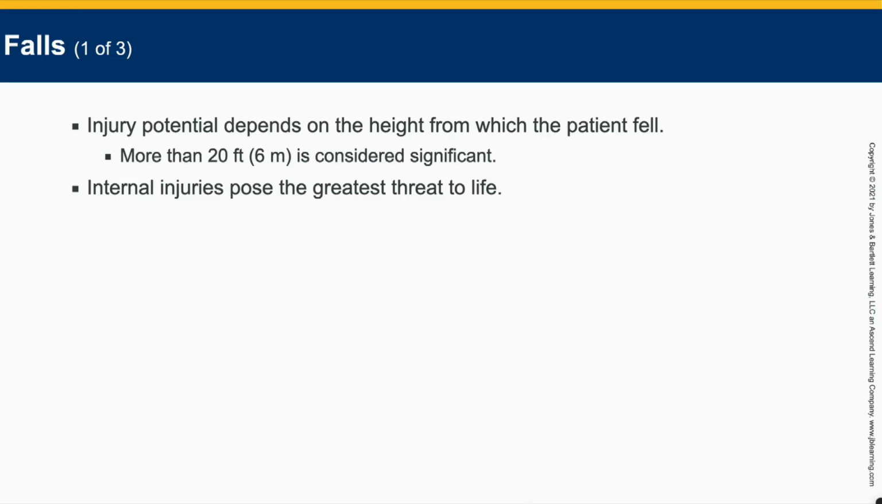So even if the patient doesn't look bad initially, you still need to be thinking about things like internal bleeding, head injuries, or spinal trauma. Don't underestimate a fall, especially if there's height involved.